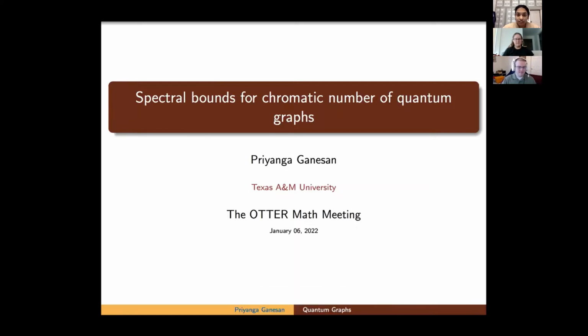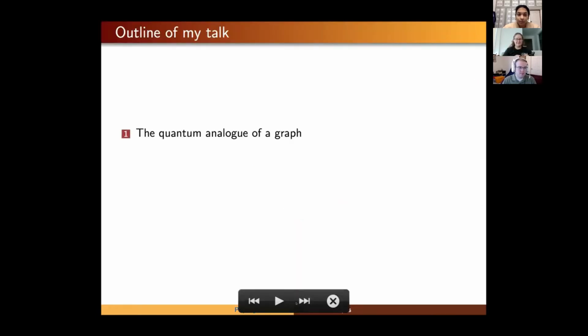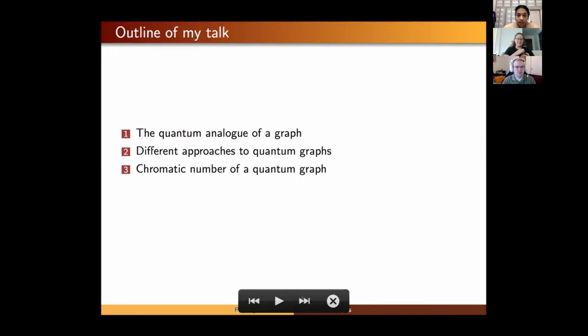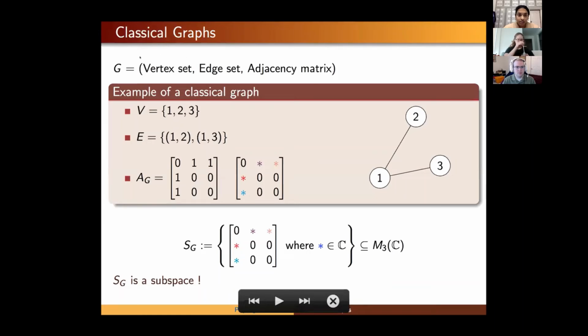My name is Priyanka Ganesan, and I'm a fifth-year PhD student at Texas A&M. And today I'm going to talk about quantum graphs and spectral bounds for their chromatic numbers. So here is an outline of my talk. I'm going to begin with defining the quantum analog of a graph, and then talk about different approaches to quantum graphs, and then introduce a chromatic number for the quantum graph, and then conclude with some lower bounds for these chromatic numbers. So let's get started.